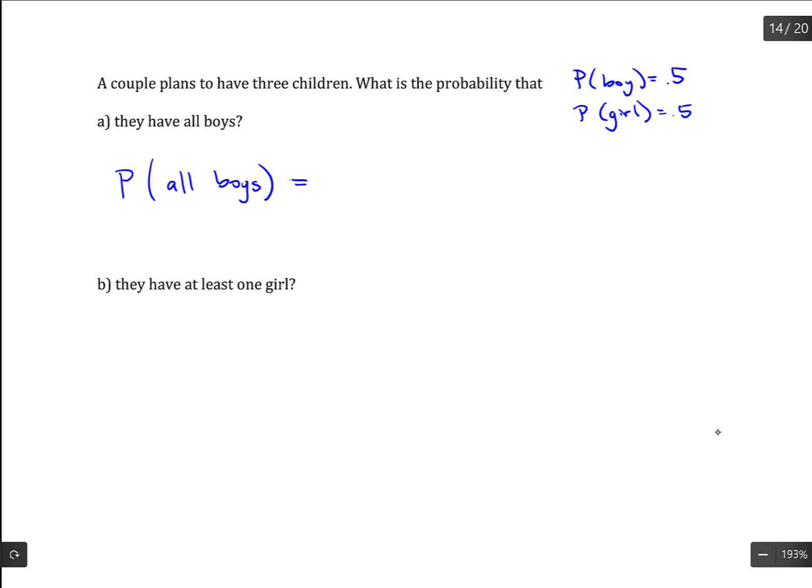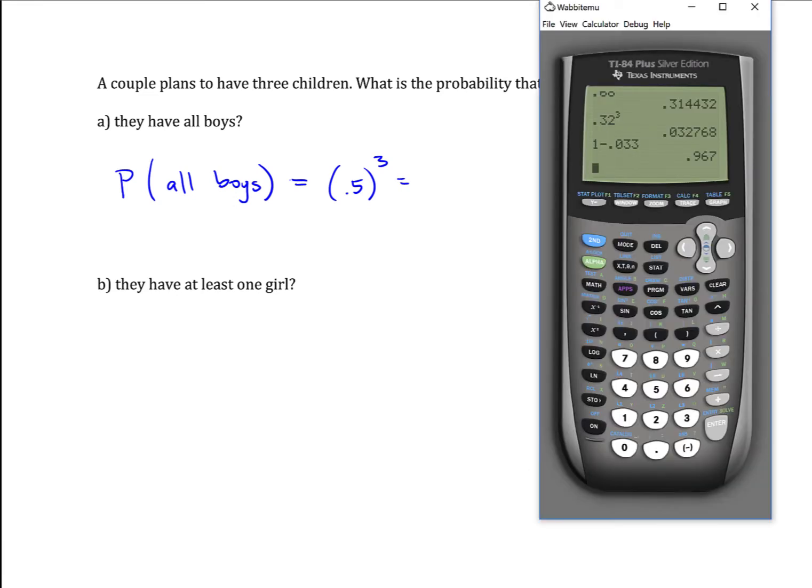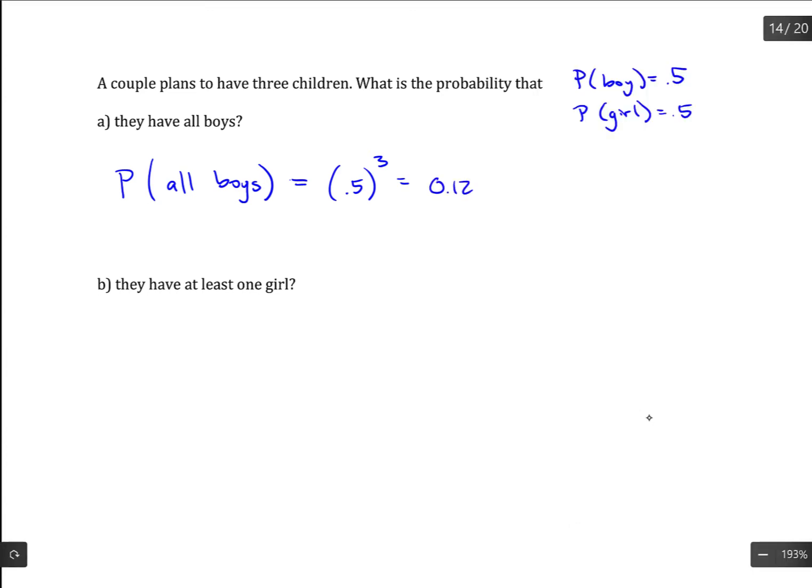All right, so the probability of all boys. So 50% is the probability that the first child is a boy. And 50% is the probability that the second child is a boy. And 50% is the probability of the third child. So assuming independence, it's 0.5 to the third power, which would be 0.125.